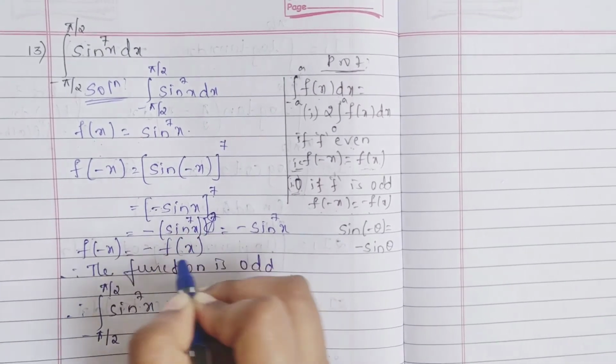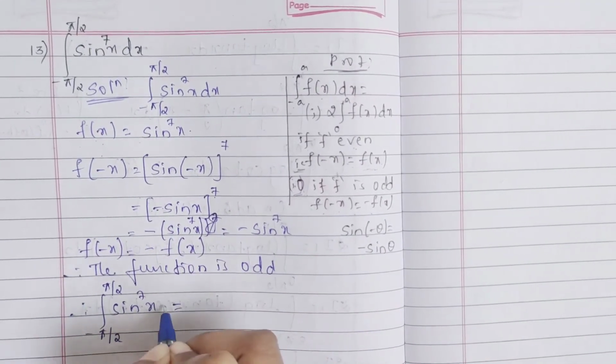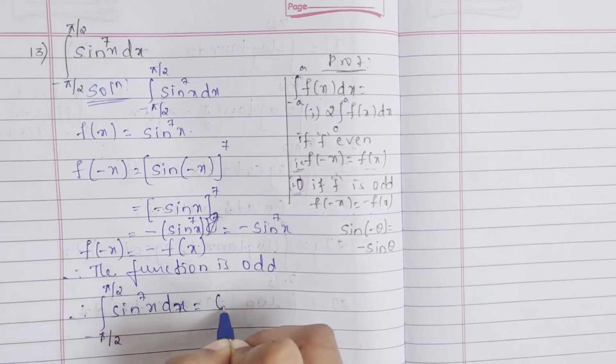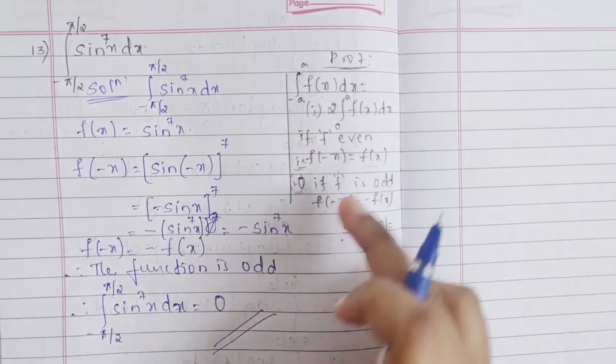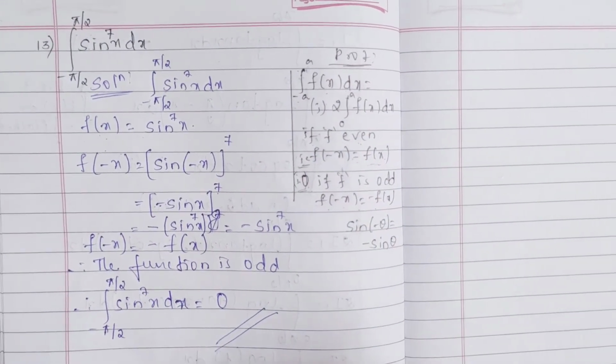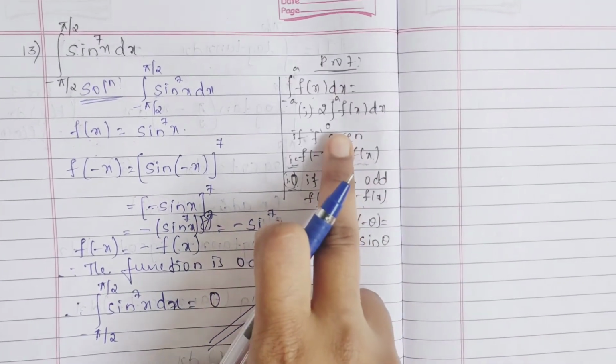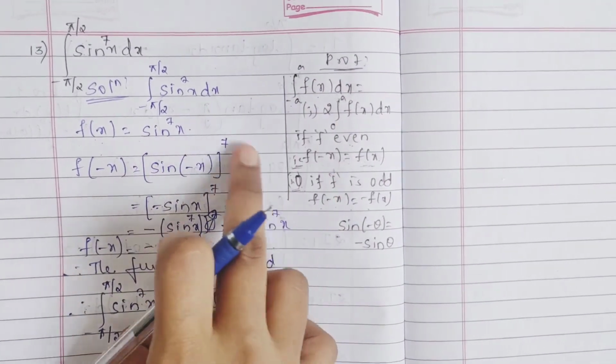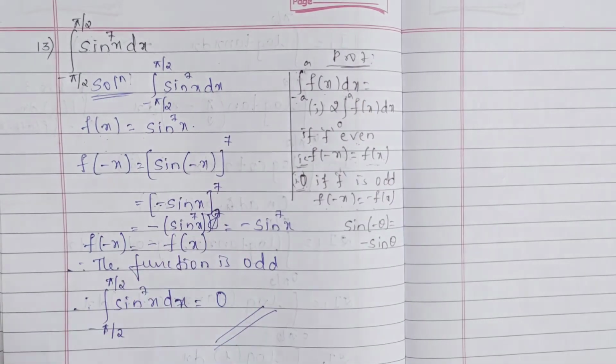This is actually the property. dx, so you are getting it as 0. So directly we had just applied the property and we did it. If you would have got even, then you would have gone to 0 to pi by 2 f of x, you could have done. Okay.